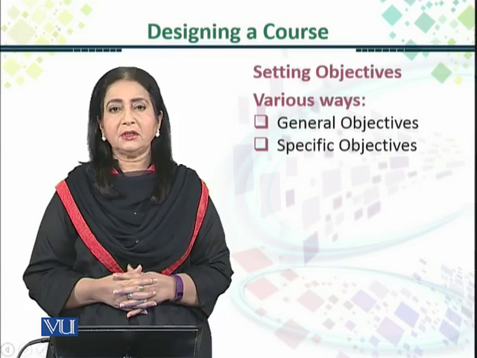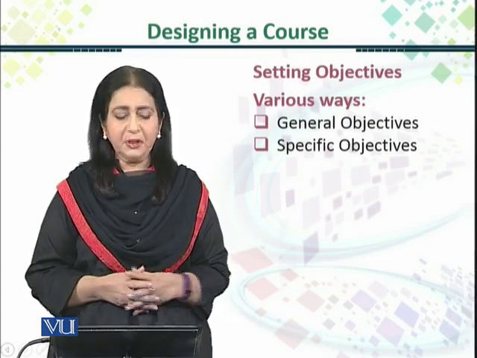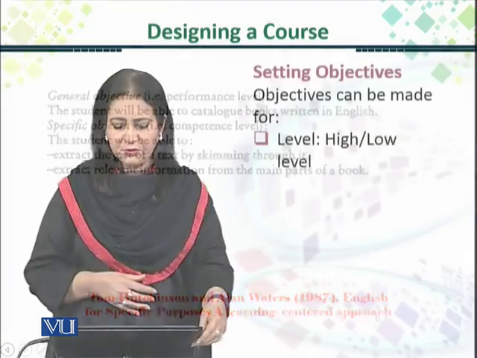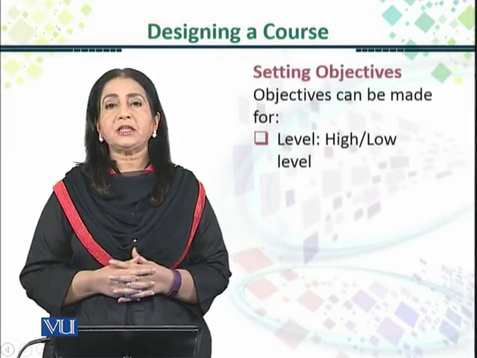They can be written in general terms, or they could be more specific. For example, general objectives written at the performance level are: the student will be able to catalog books written in English. And if written in specific terms at the competence level: the student will be able to extract the gist of a text by skimming through it, extract relevant information from the main parts of a book. So there are various ways in which objectives can be written.